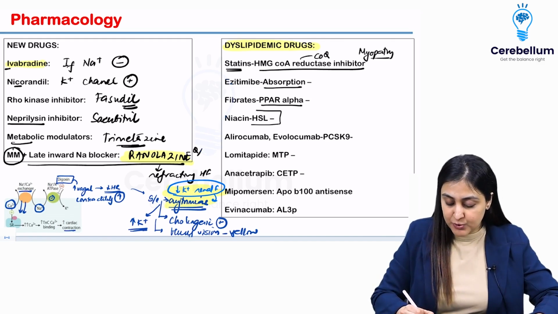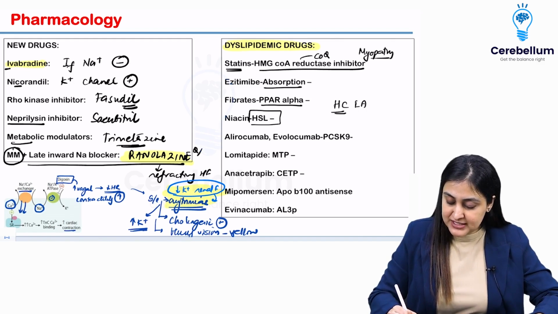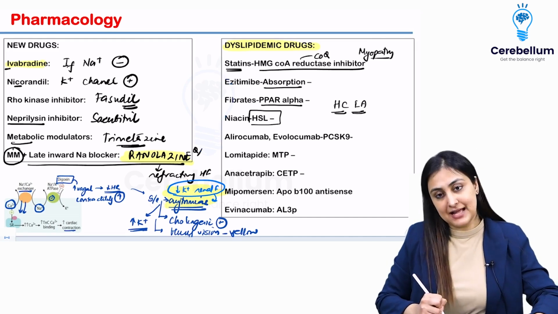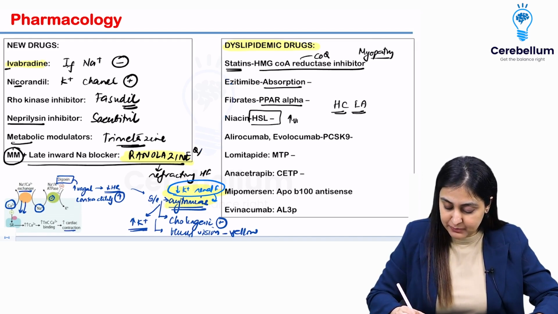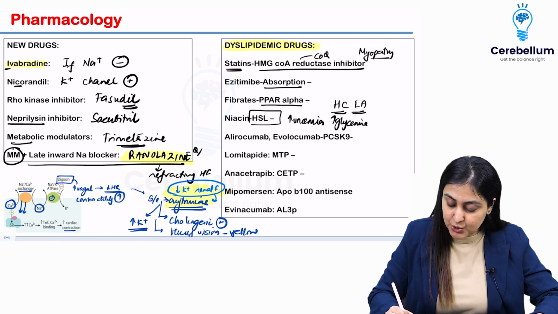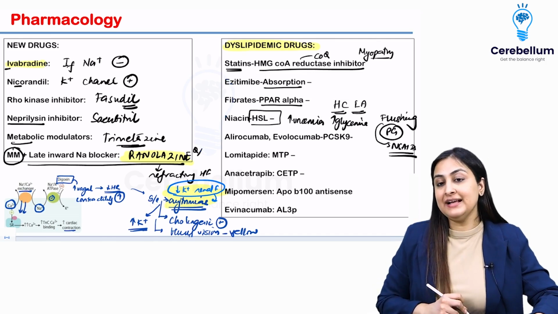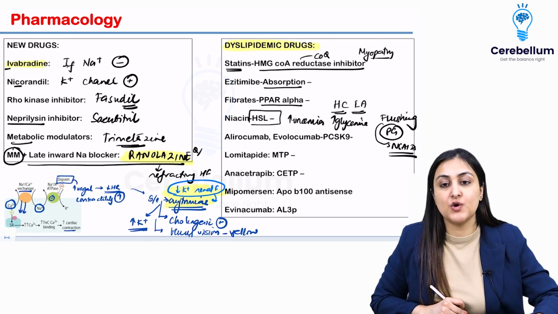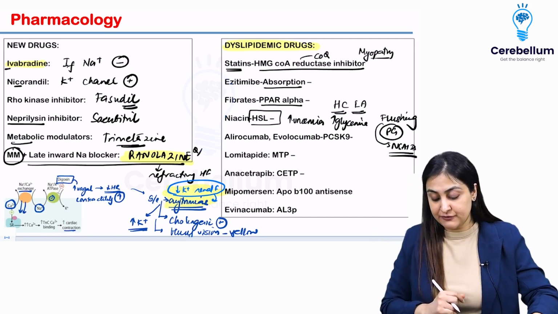Niacin inhibits the hormone sensitive lipase. Do you remember? HSL is catabolic, whereas LPL is anabolic. One more very important effect of niacin is that it can cause hyperuricemia, it can cause hyperglycemia, and it can also cause flushing. Now this flushing is mediated by prostaglandins. That is why this flushing can be inhibited by NSAIDs. This is unlike the flushing of vancomycin, which causes the red man syndrome, which is mediated by histamines. Okay, so this is the difference here.